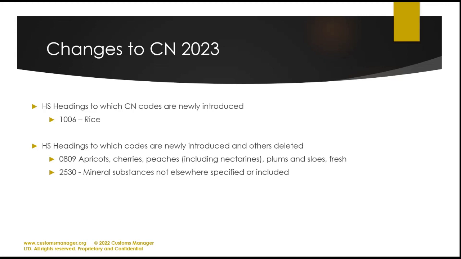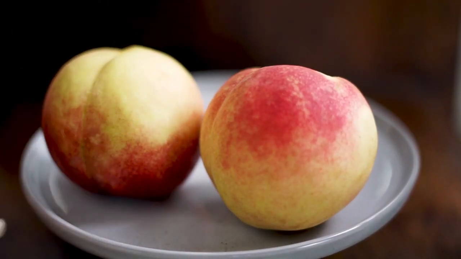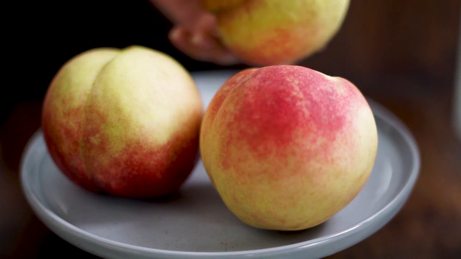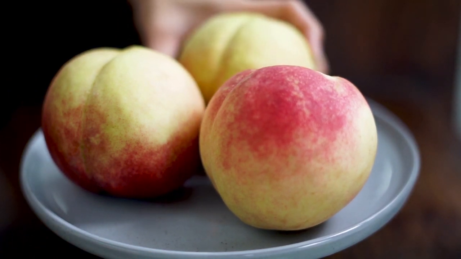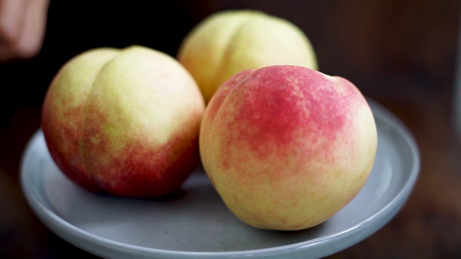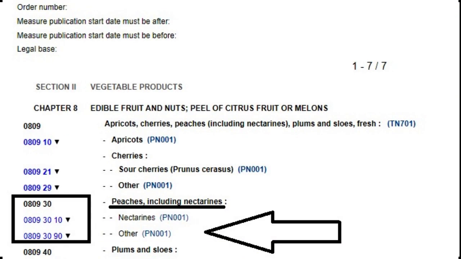You also know that there are some codes which are newly introduced and others deleted. Again, we're referring only to digits 7 and 8. And that change happens in apricots, cherries, and peaches under 0809. That's why I say with this information, you know where the change is as regards the heading, but you don't know what exactly is the change. So apricots, cherries, peaches, plums, which one is affected here? We'll have to have a look.